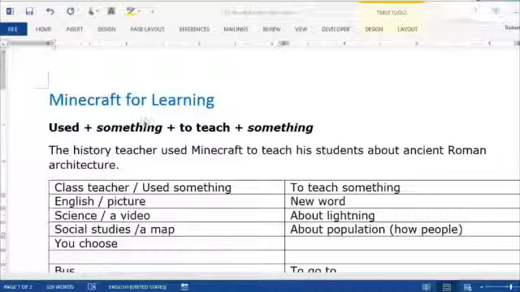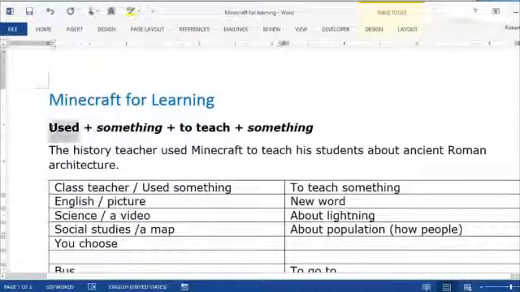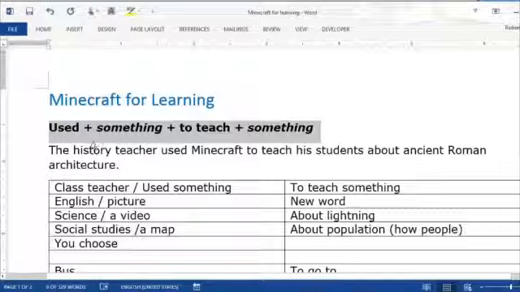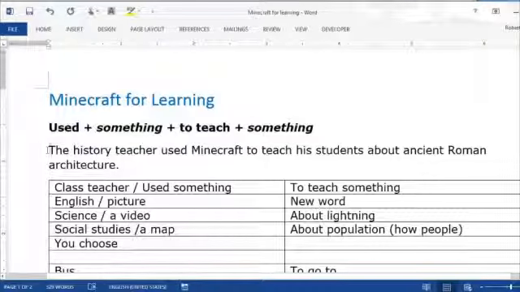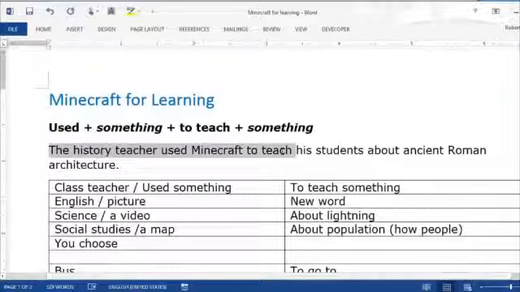Now, before we get into the reading part, I'd like for us to spend a moment and look at a particular sentence structure. And that's because you're going to see this sentence in the story. If you look here, you can see that we're going to practice use something to teach something. So for example, the history teacher used Minecraft to teach his students about ancient Roman architecture.